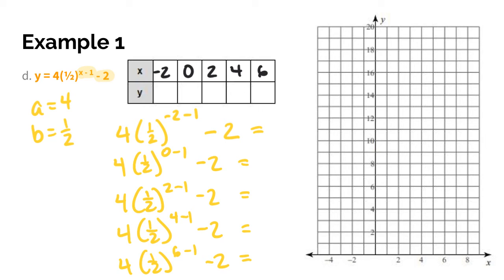In doing so, I'm going to get the following outputs: 30, 6, 0, -1.5, and -1.875. So plotting these on my graph, I'll start with the 30. Again, at -2 and 30, I cannot plot that. That'd be somewhere way above my graph. So the next one I would go 0, 6. So just know we're starting from somewhere way above, somewhere up here. We're starting at 6. Then I would have 2, 0.